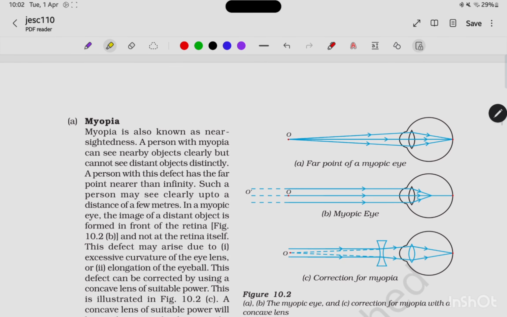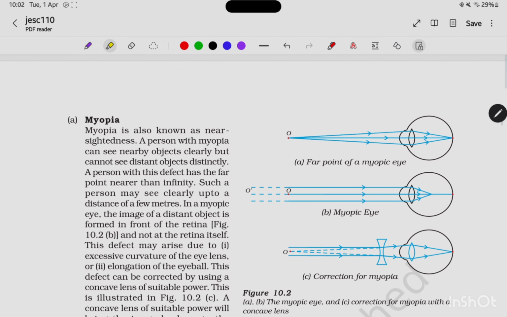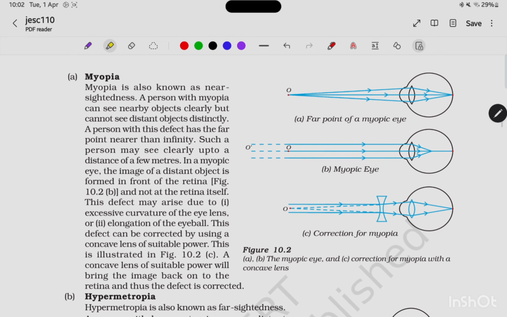Myopia. Myopia is also known as nearsightedness. A person with myopia can see nearby objects clearly but cannot see distant objects distinctly. A person with this defect has the far point nearer than infinity. Such a person may see clearly up to a distance of a few meters.